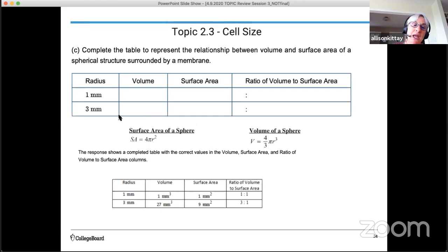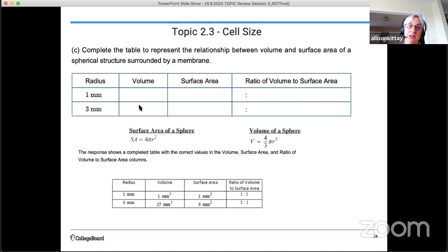And then to calculate the surface area, it's 4 times pi times r squared. And again, the first one is easy because it's 1. The second one is a little bit more challenging, but then you would get your answers. So in the first case, you have a volume of 1 cubic millimeter and 1 square millimeter for the surface area, which is a 1-to-1 surface area to volume ratio.